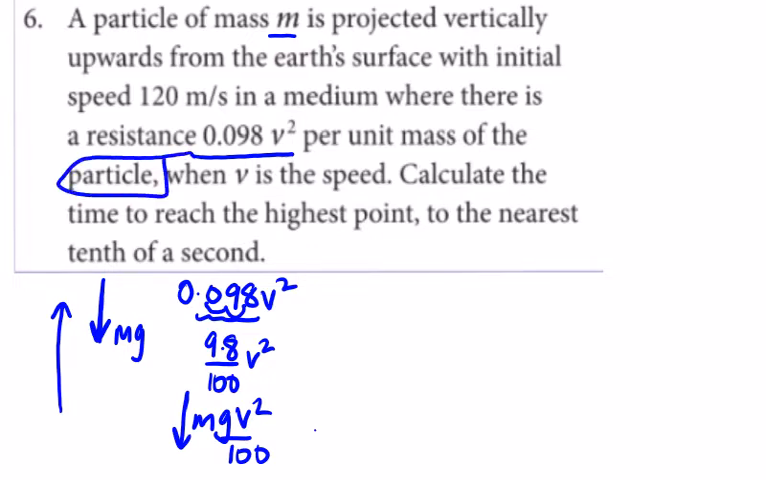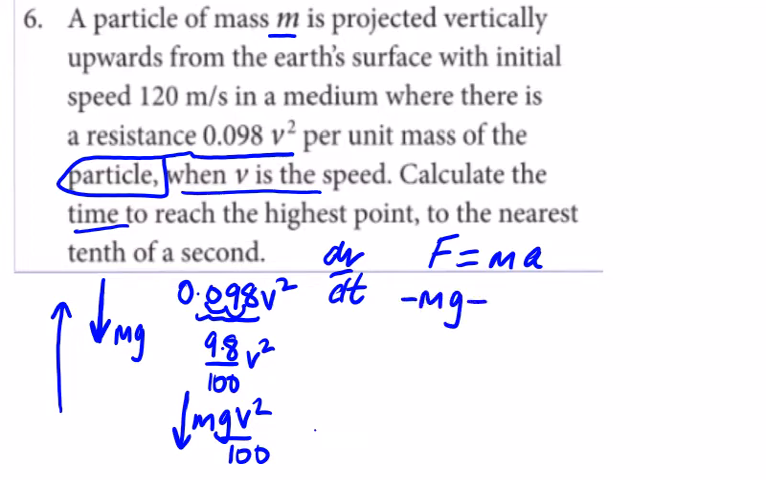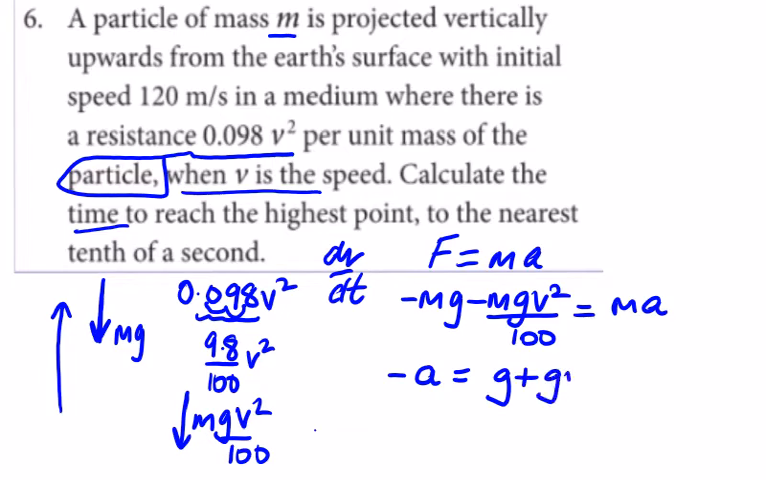And then we're asked to calculate time, so we're going to use dv dt here if we're dealing with time and acceleration. So force is equal to ma, so my forces are going to be negative, so minus mg minus mg v squared over 100 is equal to ma. We can divide by m and multiply by minus, so I'll say minus a is equal to g plus g v squared over 100.